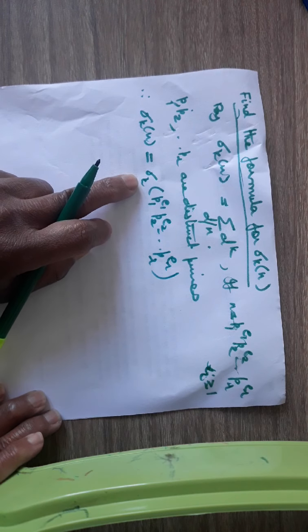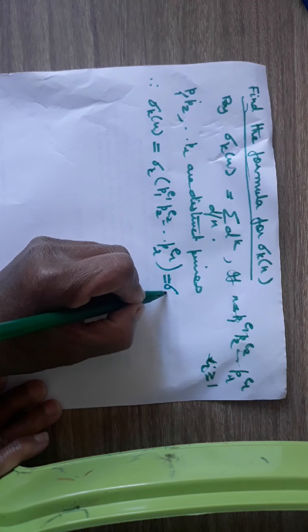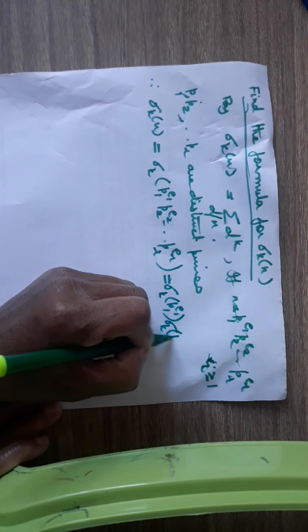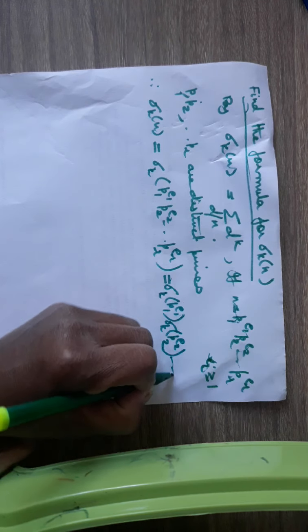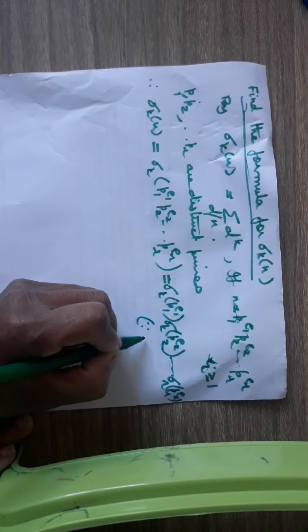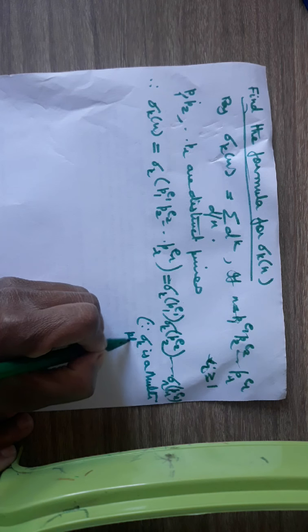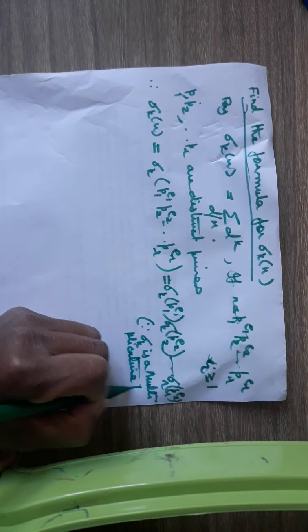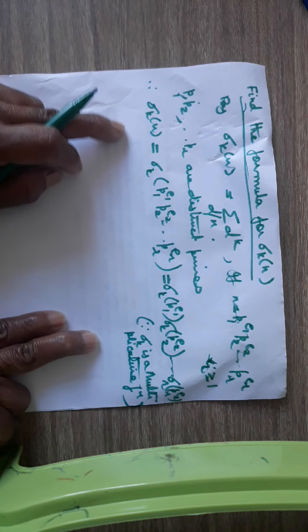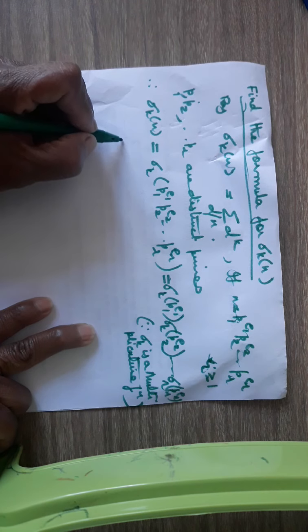But we know that sigma k is a multiplicative function. So this can be written as sigma k of p1 to the power e1 into sigma k of p2 to the power e2, dash dash, sigma k of pr to the power er. And the reason is that sigma k is a multiplicative function. By multiplicative function we mean whenever GCD of m and n is equal to 1, then sigma k of mn is the same as sigma k of m into sigma k of n.